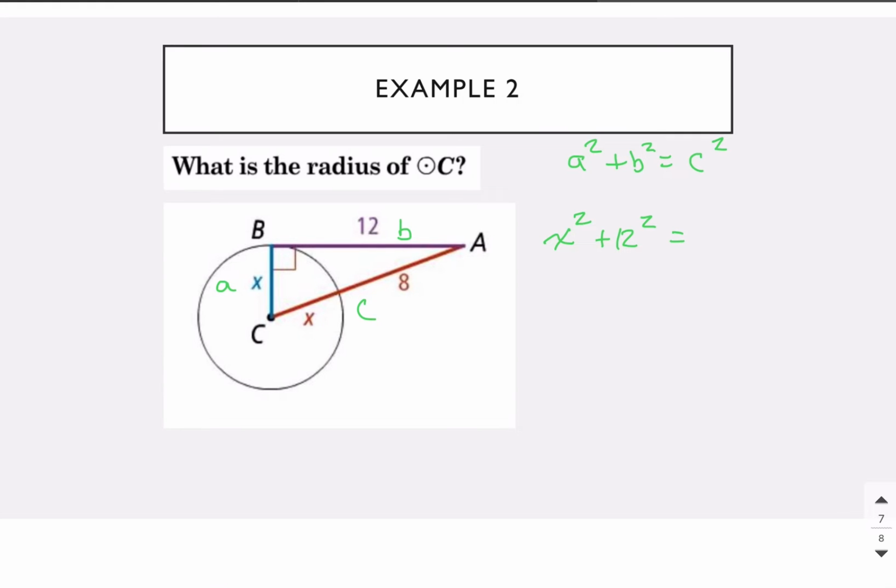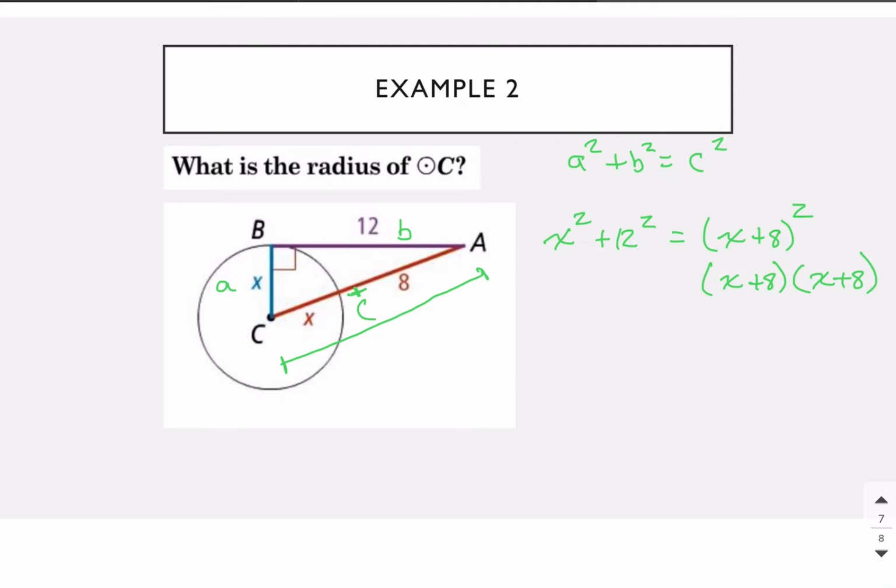be new to us, A to C, this entire distance is x and 8. So what I'm going to have to do is add them together so that it's x plus 8 and then squared. And so one common mistake we're going to have is how we solve or multiply out this x plus 8 squared. What this really means is that I have x plus 8 written twice.